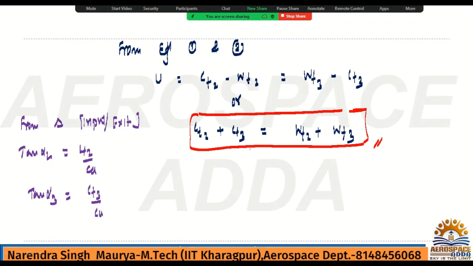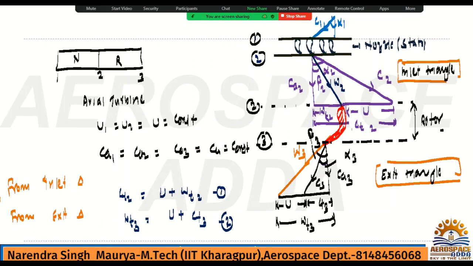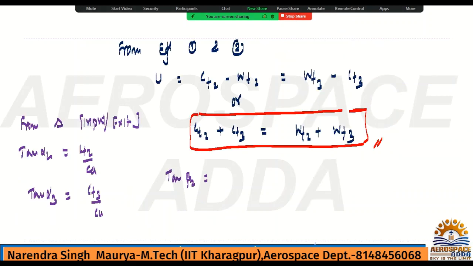Similarly from the triangle we have tan beta 2. Check the triangle. Tan beta 2 is WT2 by CA2. CA2 is CA, so tan beta 2 is WT2 by CA. Similarly tan beta 3, beta 3 is the complete angle, so it is WT3 by CA3. Right? So tan beta 3 is equal to WT3 by CA. All right. Now everything is in terms of trigonometric relations.